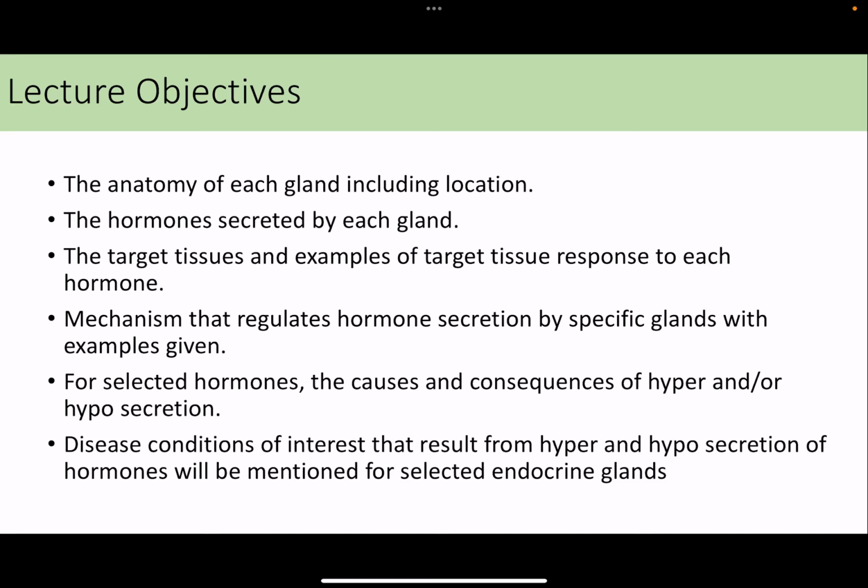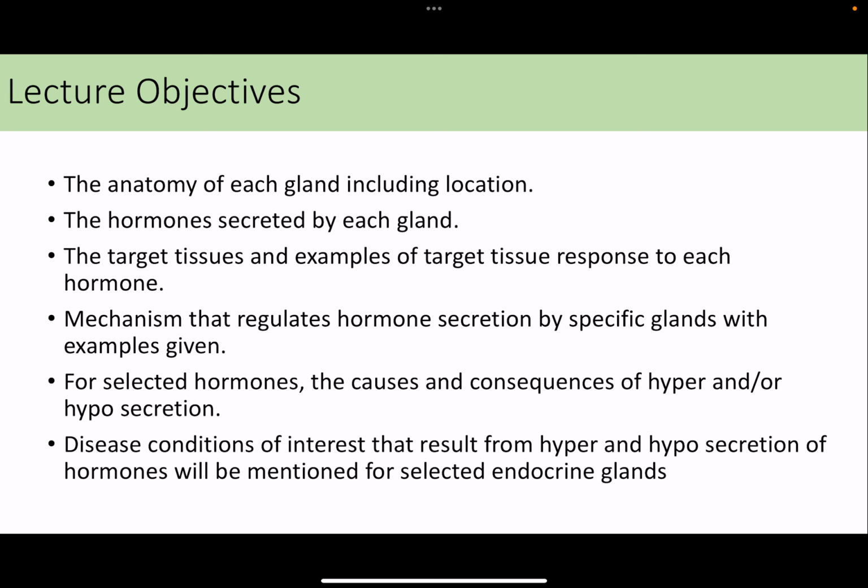Endocrine system 2. We're going to talk about the anatomy of each gland, including their location. We'll talk about the hormones secreted by each gland. We'll talk about the target tissues, an example of target tissue response to each hormone, and the mechanisms that regulate hormone secretion by specific glands with the examples given.